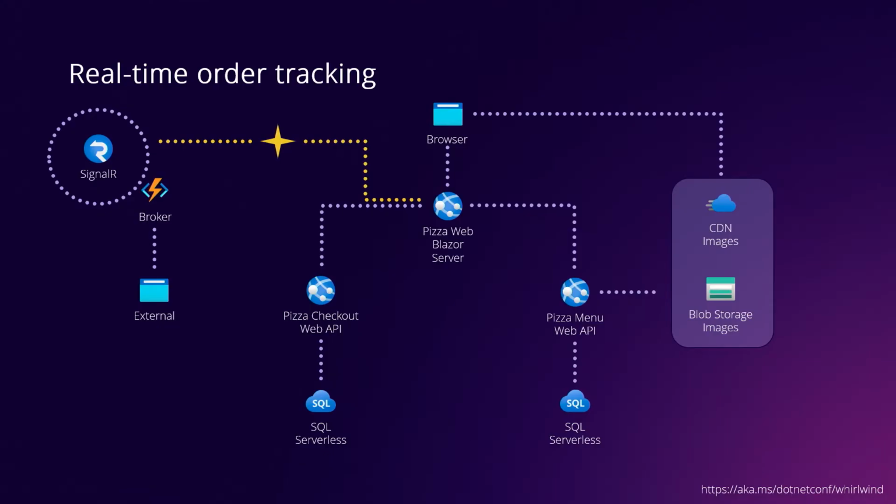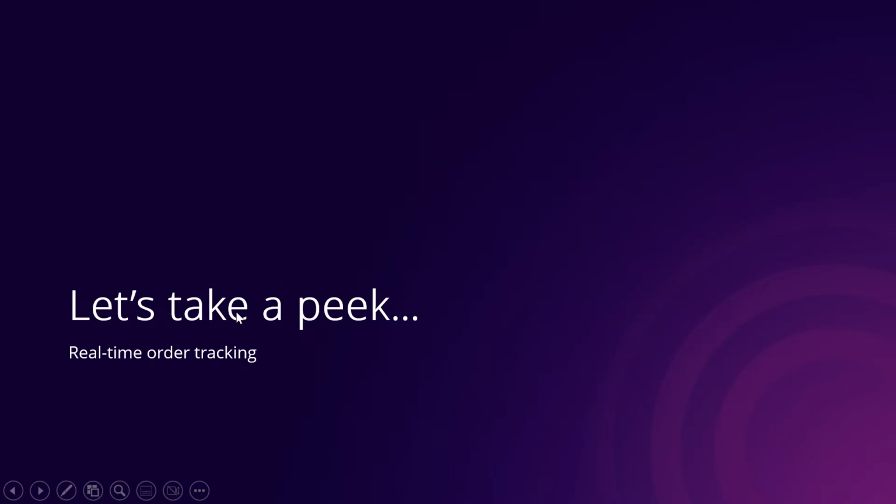And this is what our diagram now looks like. And I'm going to open up the laser pointer and show off what we have. Here's our broker, Azure SignalR, external client, and this new line with the star in it shows the real-time messaging going on the Blazor pizza server. So I'm pretty proud of my PowerPoint skills with all the dotted lines and the stars and everything. And this is what we have going on. All right, so let's actually see this in action.